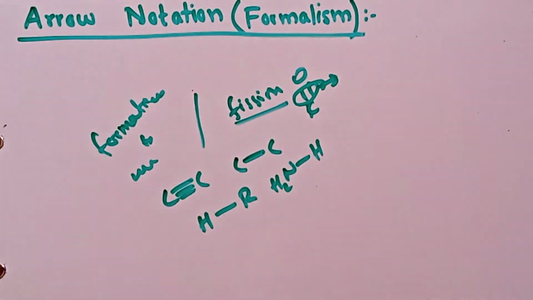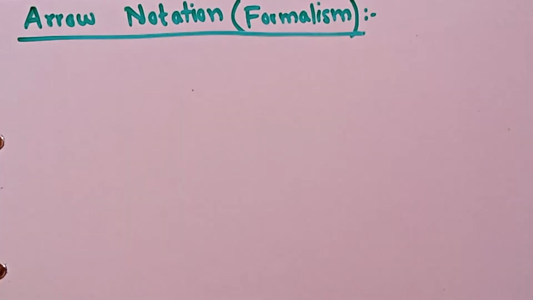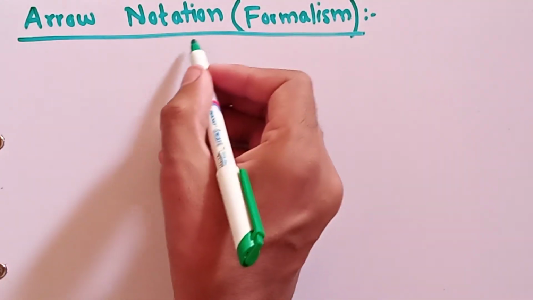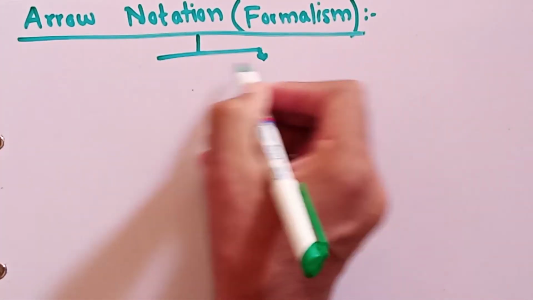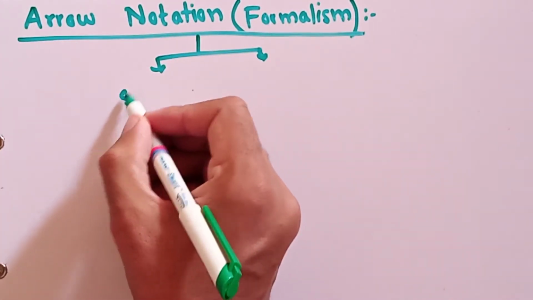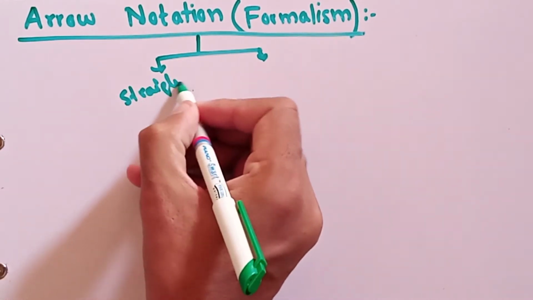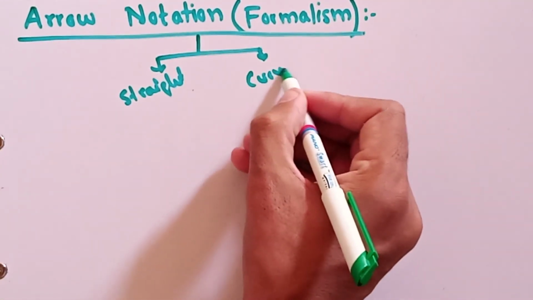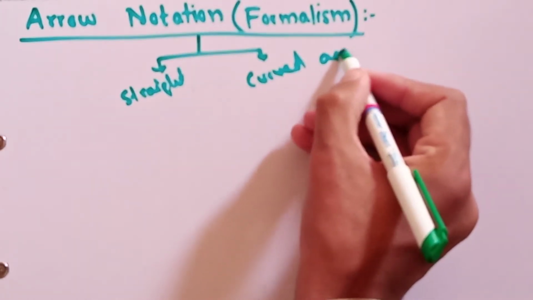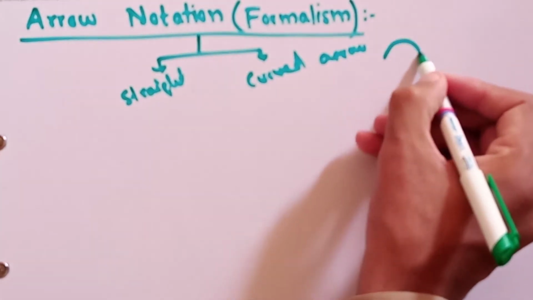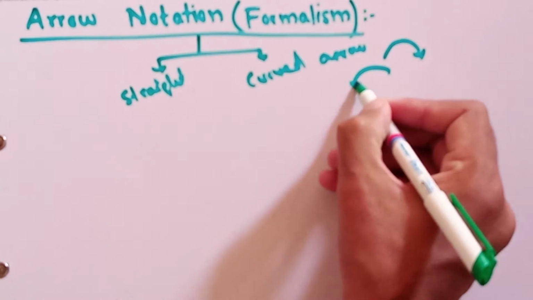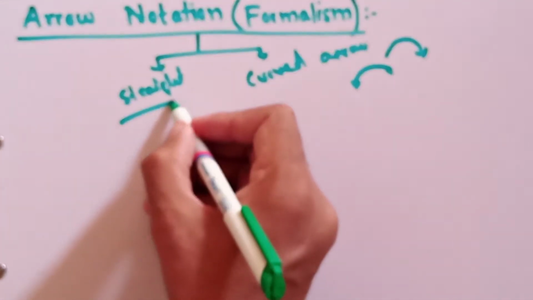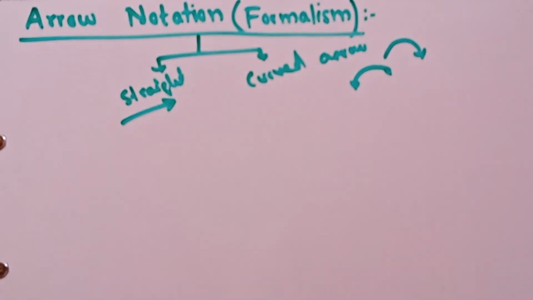Let's see which types of arrows we need to learn. Let's start. There are two types of arrow. One is the straight arrow, while another is the curved arrow. A curved arrow will be like this. This is a curved arrow, this is a curved arrow, while this is a straight arrow. What is meant by a curved arrow, what is meant by a straight arrow?